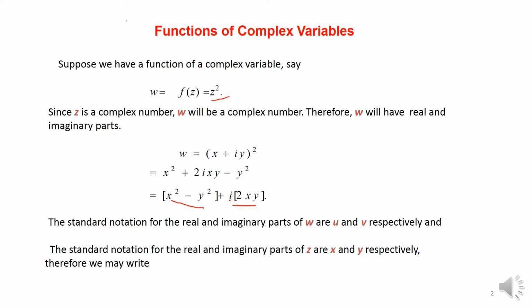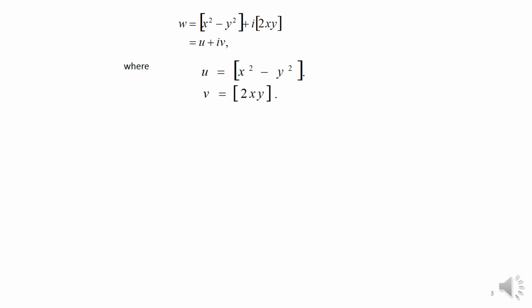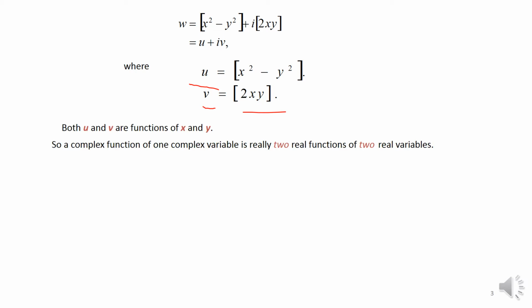So we can write down the complex variable function, or functions of complex variable. So w is equal to x square minus y square plus i 2xy, and we can write it as u plus iv. So u and v are functions of x and y. So we can write down u as x square minus y square, which we have taken from the previous slide, because w is equal to f(z) is equal to z square, and v is equal to 2xy.